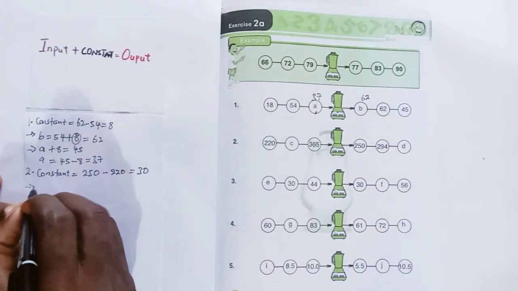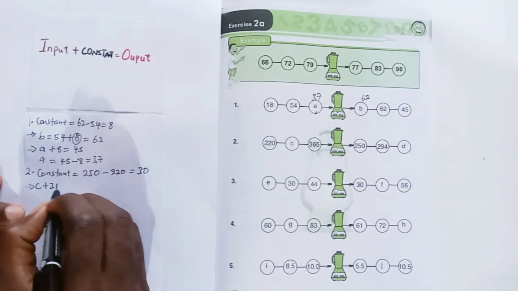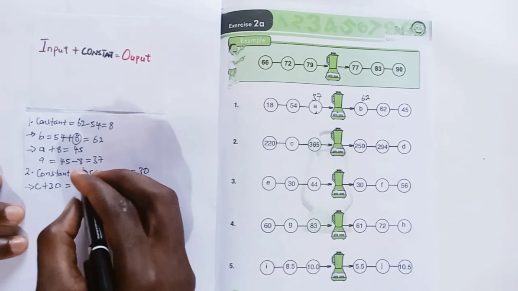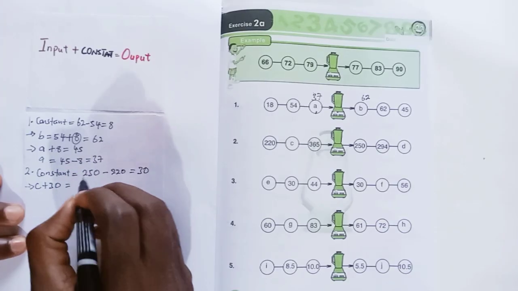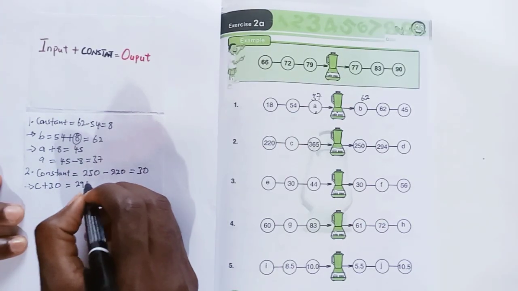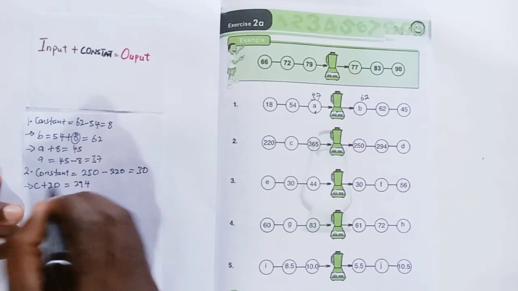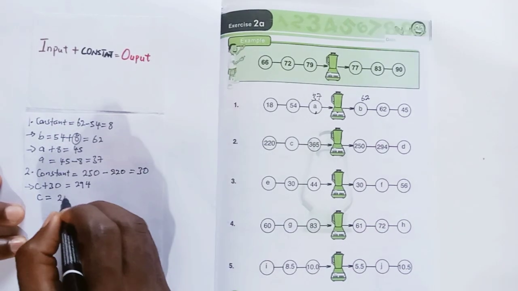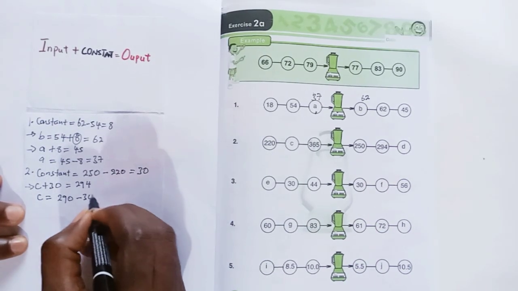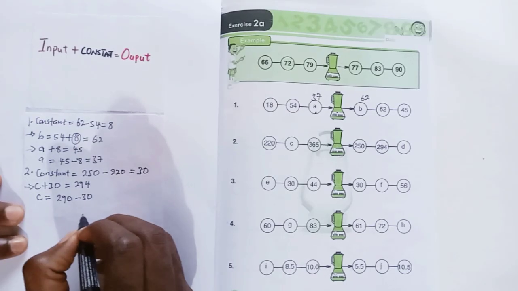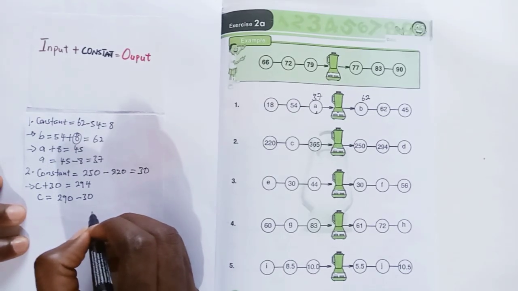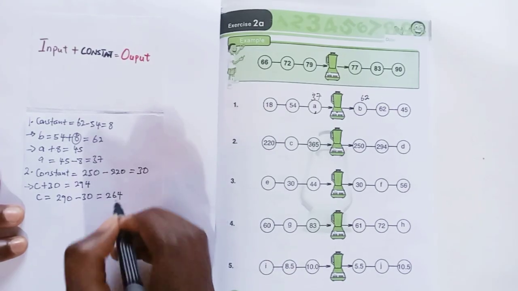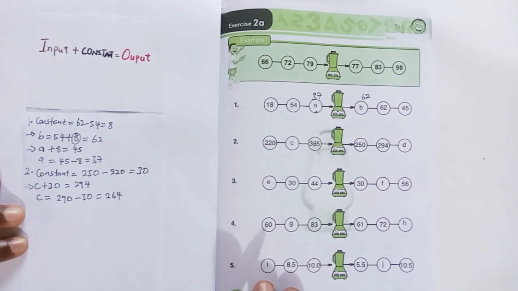Then we're going to say C plus 30 should give us 294. Collecting the like terms, C will be equal to 294 minus 30, which will give us 264. So C will be equal to 264.